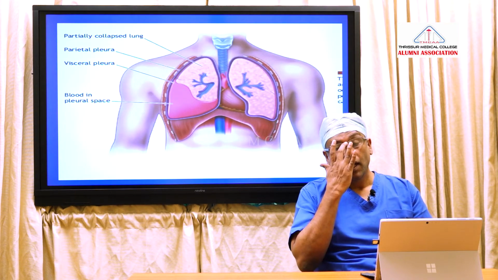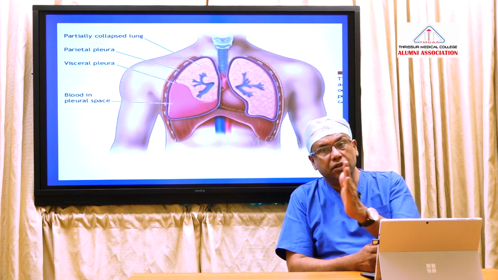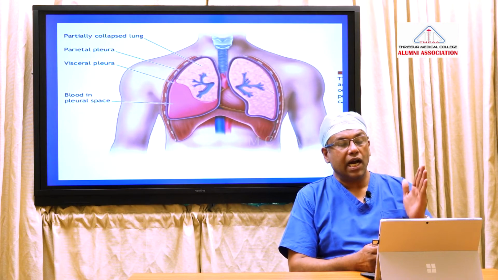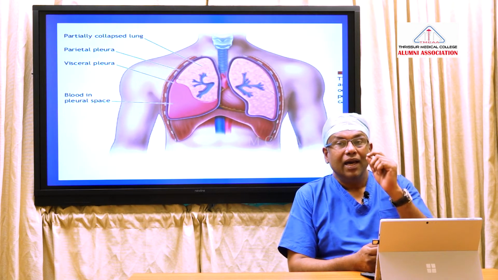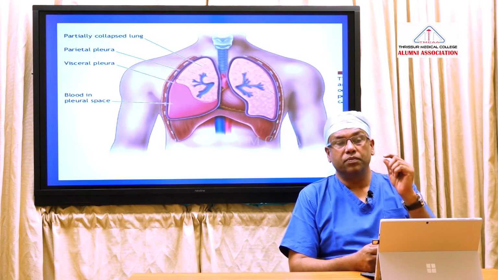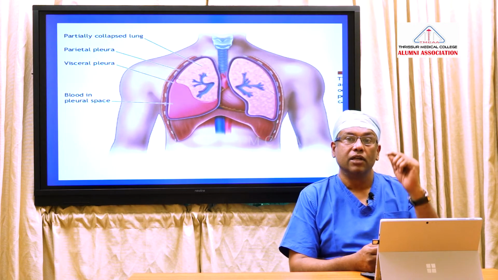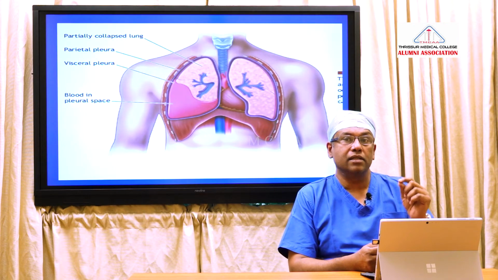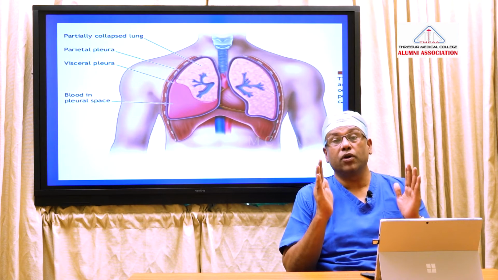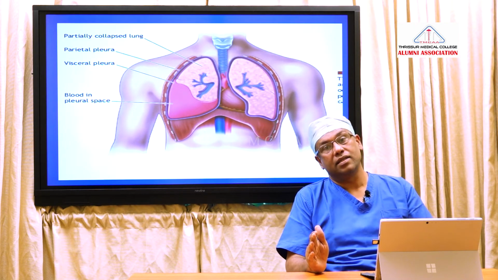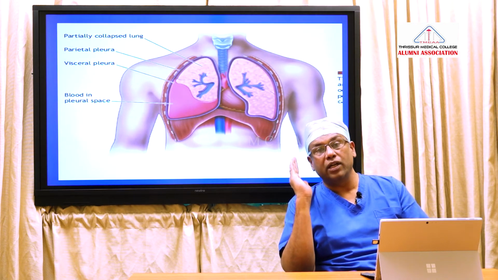So how will you decide which patient goes for a thoracotomy after you put in a thoracic tube, intercostal tube? It is based on certain objective or dynamic findings. What are the dynamic findings indicating an emergency thoracotomy? I will say one thing. The most important thing is hemodynamic instability in a patient with a trauma to the chest and you have put in a chest tube.